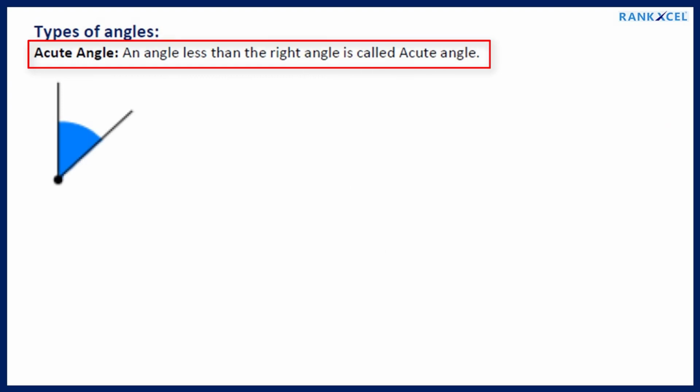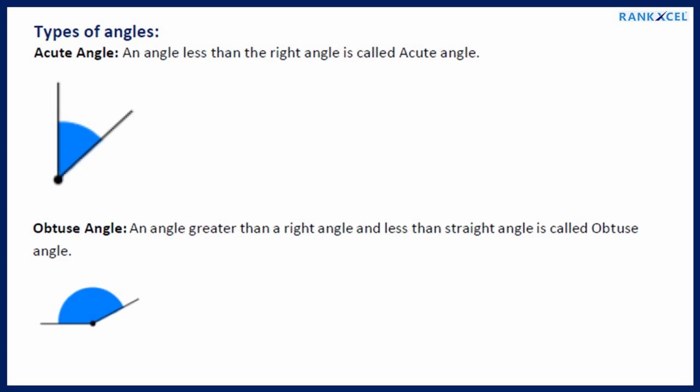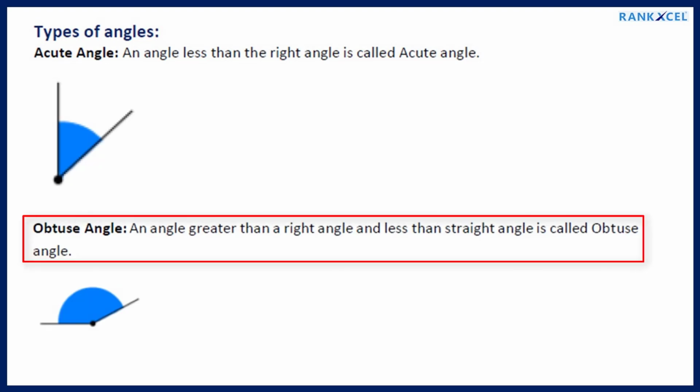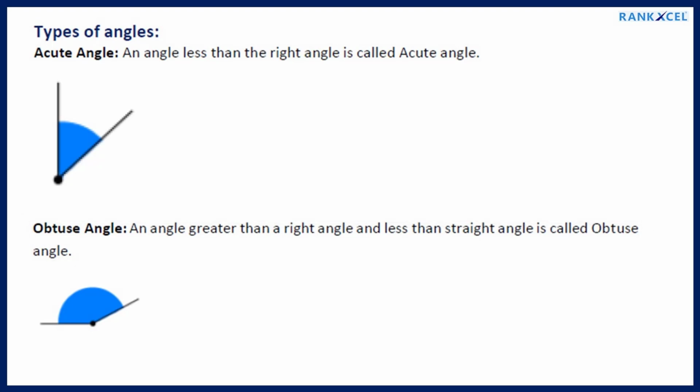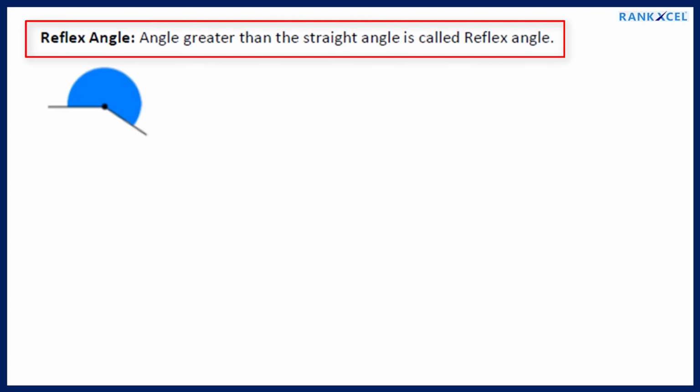An angle less than the right angle is called an acute angle. Obtuse angle. An angle greater than a right angle and less than a straight angle is called an obtuse angle. Reflex angle. An angle greater than the straight angle is called a reflex angle.